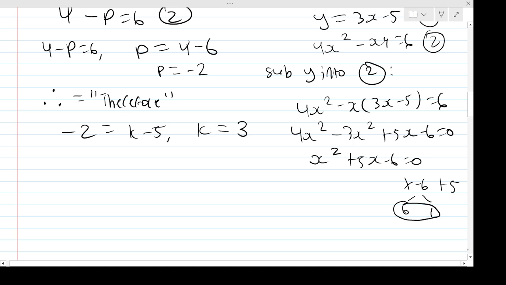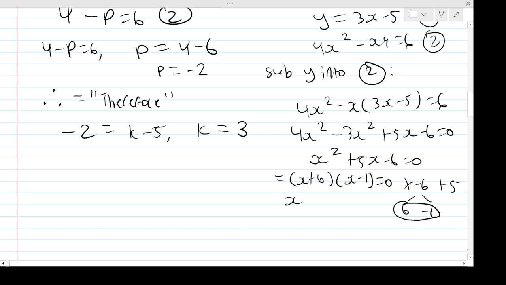So where should I put the negative? Well, one of them has to be negative, 6 or 1, because when you multiply you are getting negative. But I need a positive 5, so it makes sense to put the negative on the smaller number. So 6 times minus 1 is minus 6, and 6 minus 1 is positive 5, so there we are. That's our factors. So we can say (x + 6)(x - 1) = 0.